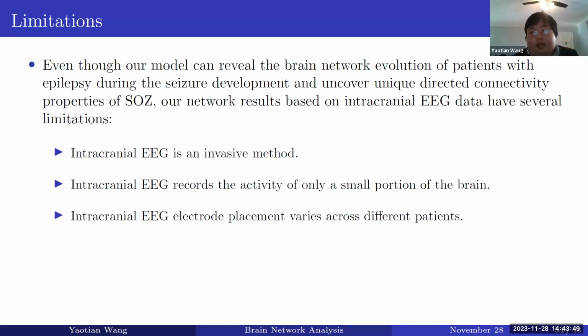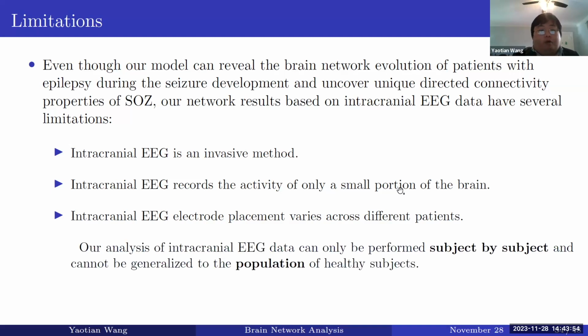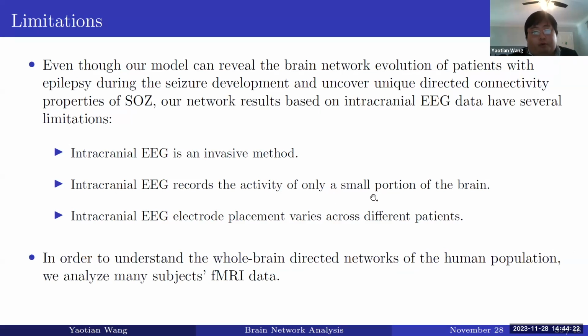And intracranial EEG electrode placement varies across different patients. So our analysis of intracranial EEG data can only be performed subject by subject and cannot be generalized to the population of healthy subjects. So despite the success of our method in identifying epileptic brain networks, our analysis on intracranial EEG data still has limitations. And since we also want to investigate the whole brain networks of healthy subjects, we propose to analyze fMRI data.